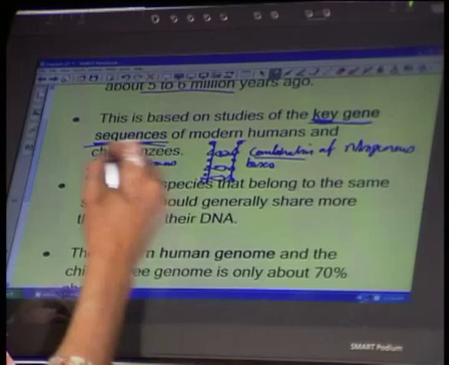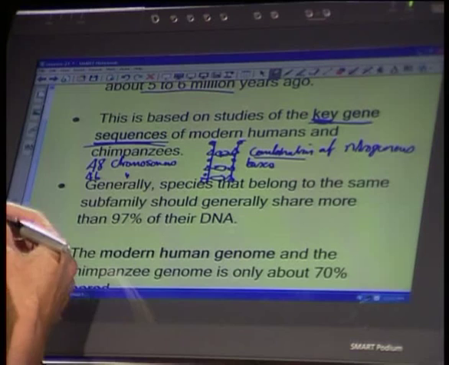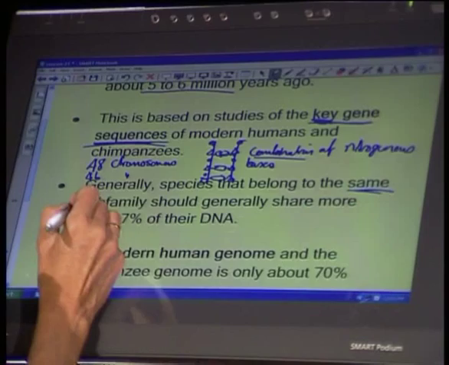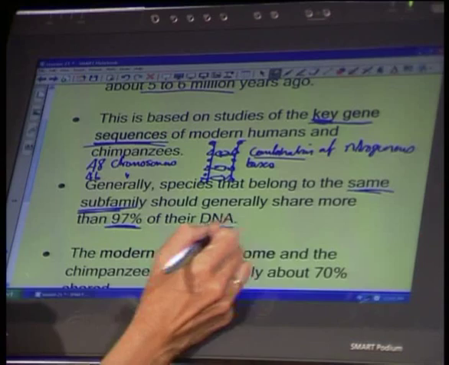We're looking at theories. They are theories. But when we look at the key gene sequences, this is when people start to surmise and come up with theories. Generally, species that belong to the same subfamily should share more than 97% of their DNA. The same subfamily, right? The modern human genome.